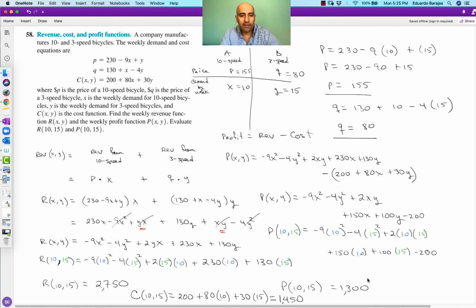Okay, so we're able to find everything, more than what they even asked. We know the price for the 10 speeders is going to be $155. The price for the 3 speeders is $80. When we are selling 10 of the 10 speeders and 15 of the 3 speeders per week, we are collecting a total of $2,750 in revenue. The cost function can give us how much it costs us to produce those 25 bicycles. $1,450 is that price, and then we can use that to find the profit, which is 1,300.